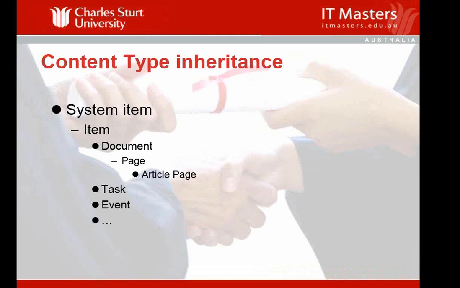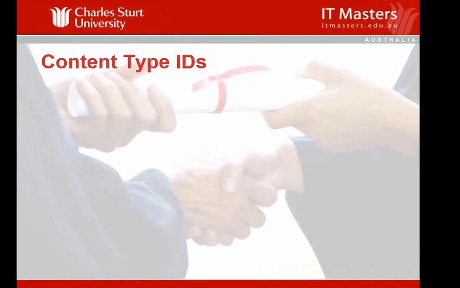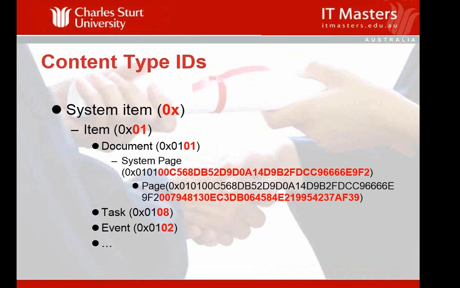So, content type inheritance. You can look at the structure of content types through the user interface, and I'll go through that at the end of the slides here and show you how that's done. And you can see the structure of the content types. The other thing that you can use to identify the structure of content types leads into my next slide here, which is around content type IDs.